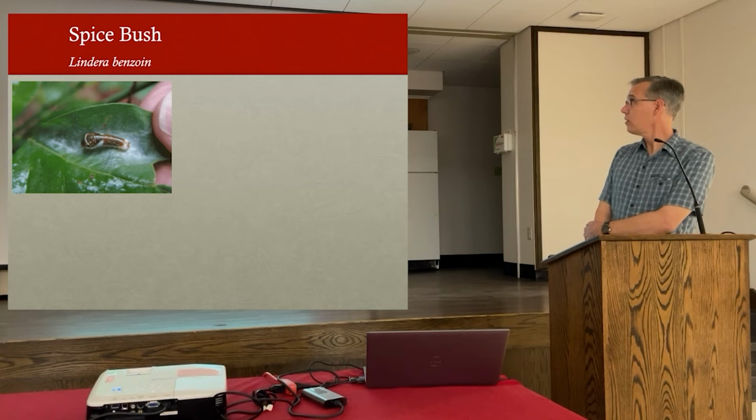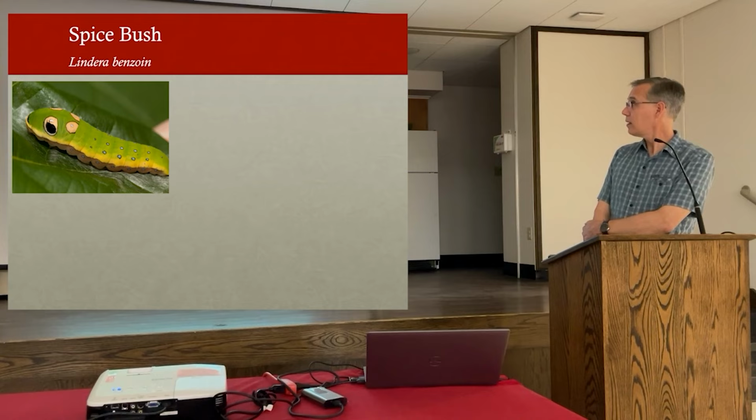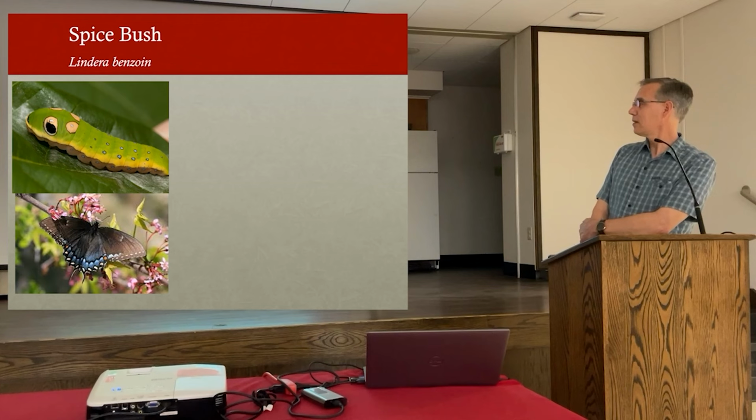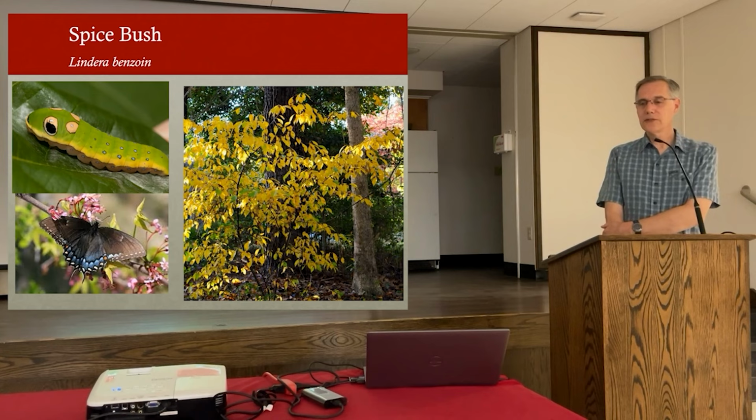Also, there is the spice bush butterfly. The caterpillars will feed exclusively on this plant, and it has those spots there. Those aren't eyes, but they are to scare predators that might think they're a bigger insect than they are. But there's the spice bush butterfly, and it has a nice fall color as well.